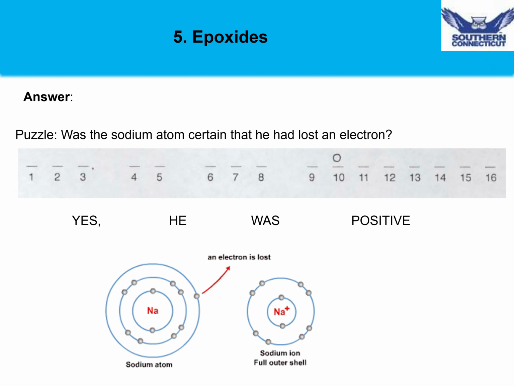Try to solve the questions from the last slide. You should hopefully get the correct answers, and you'll be able to answer the question, was the sodium atom certain that he had lost an electron? The answer is on the bottom of this, but you will fill in essentially the letters that correspond to the products that were on the previous slide on the right side.